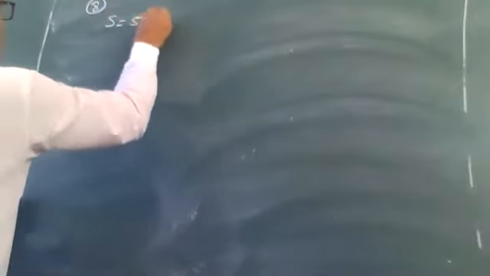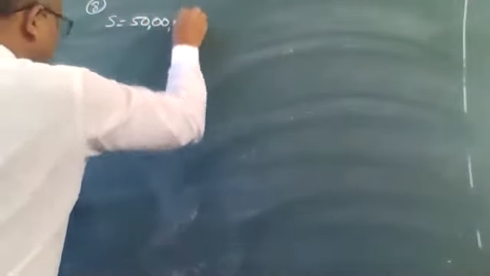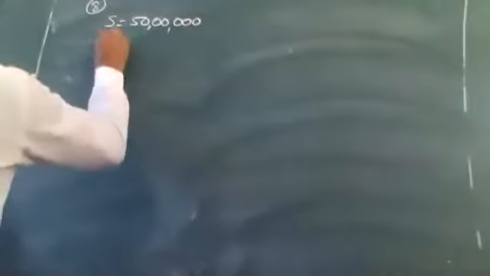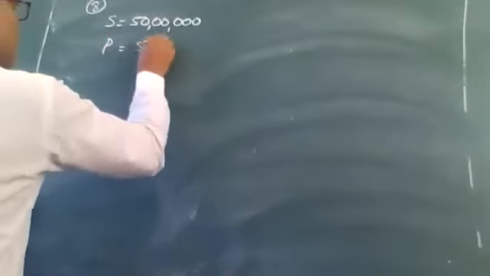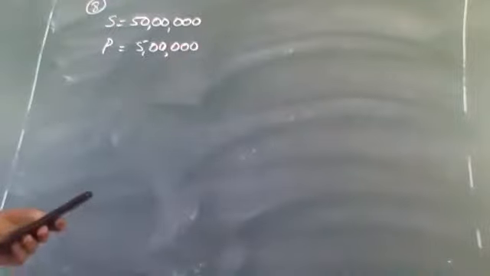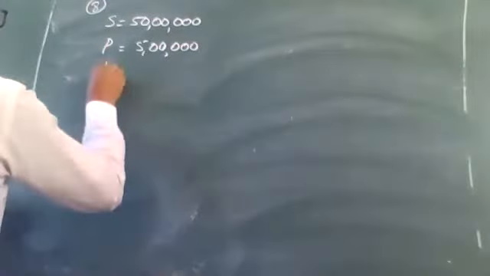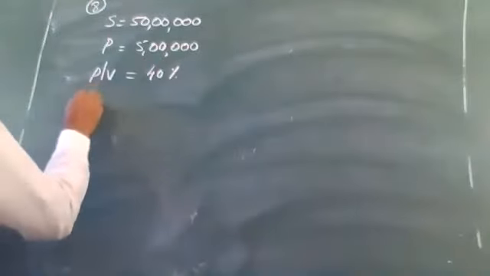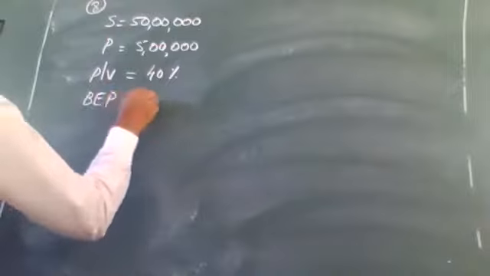So 8th question. Sales is 50 lakhs, that is turnover. Its profit is 5 lakhs. Alright. Profit is 5 lakhs. PV ratio is 40%. Profit volume ratio is given as 40%, and he is asking you to find out break-even point.